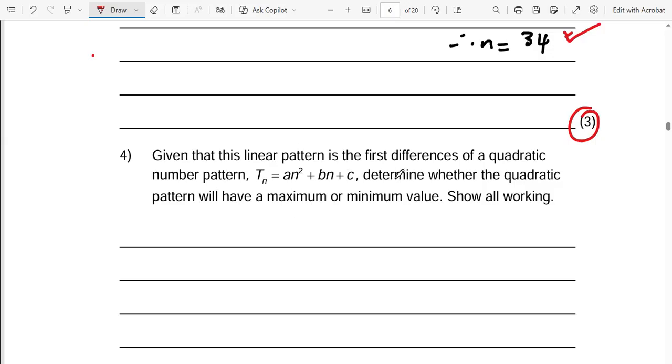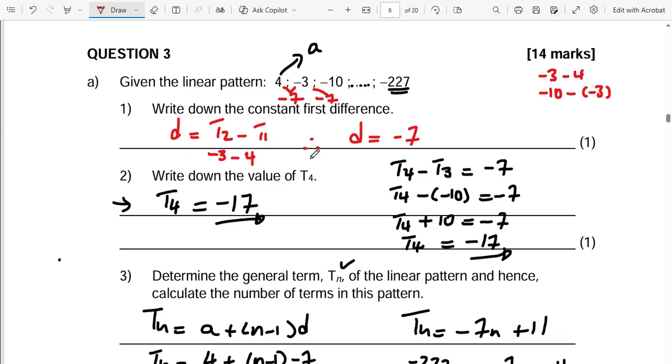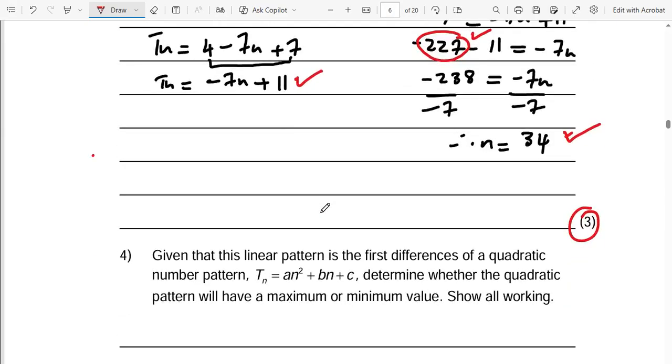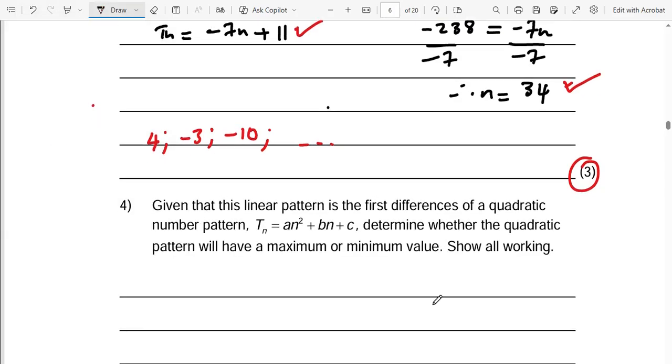Given this linear pattern is the first difference of a quadratic. Let me just bring down the pattern so that I can understand what they are saying. This is 4, minus 3, minus 10. So they are saying that this linear pattern is the first difference of a quadratic pattern. Determine whether the quadratic pattern will have a maximum or a minimum value.